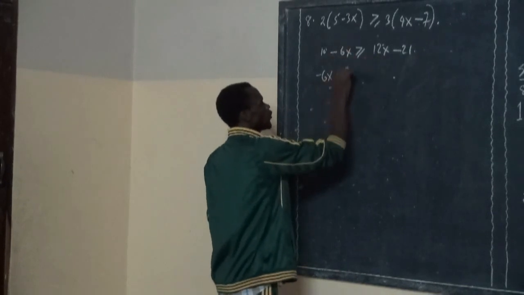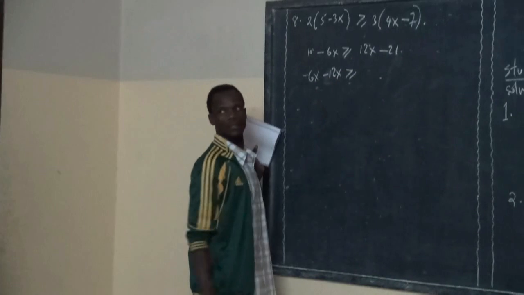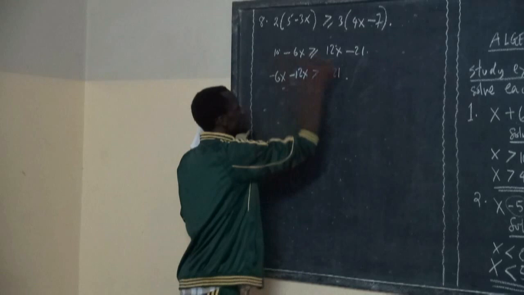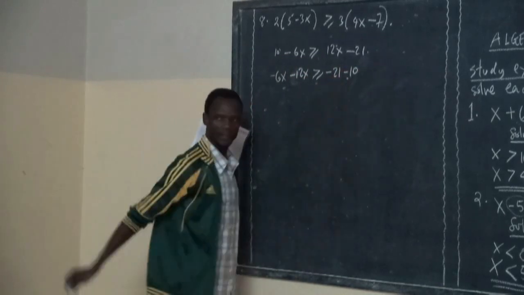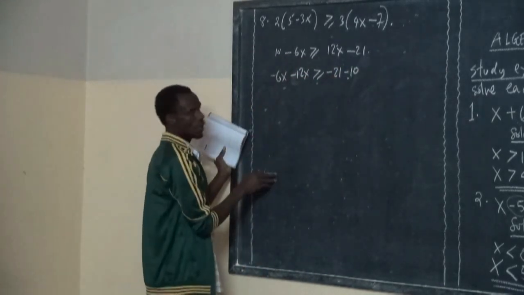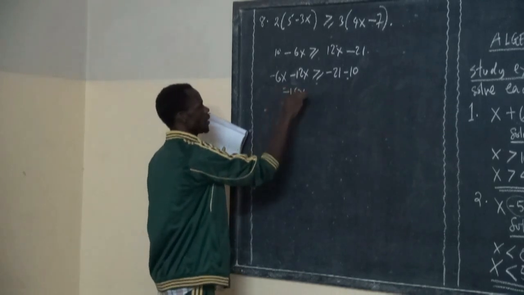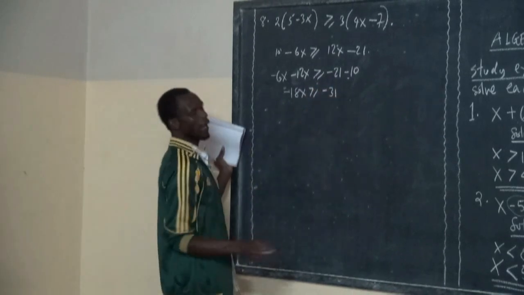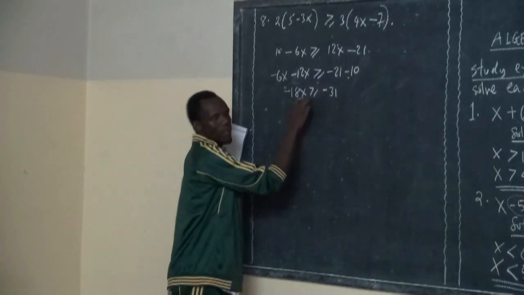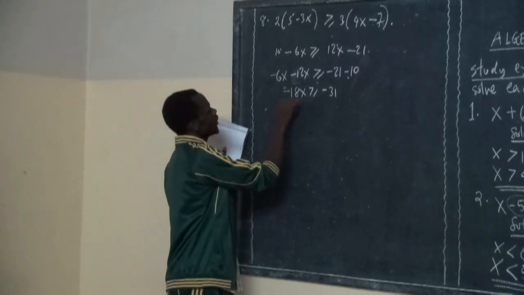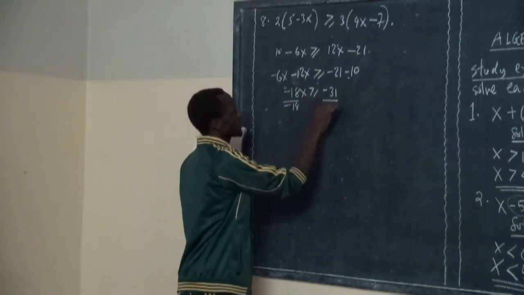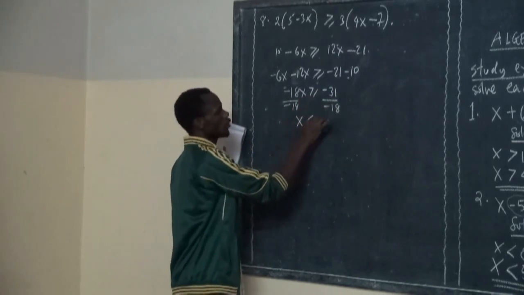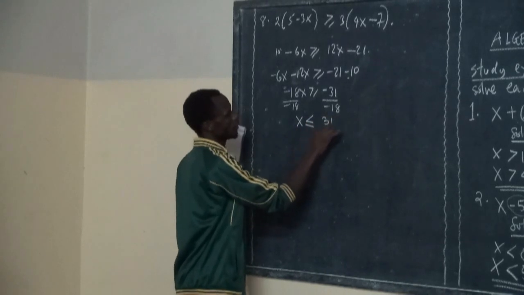Now this is negative 12x, then greater or equal. Then this is 10 and this is negative 21. This 10 moves across, so now all these are negatives. Now we have negative 18x is greater than or equal to negative 31. If I divide by negative 18 both sides, definitely the sign will change. Now x becomes less than or equal to 31 over 18.